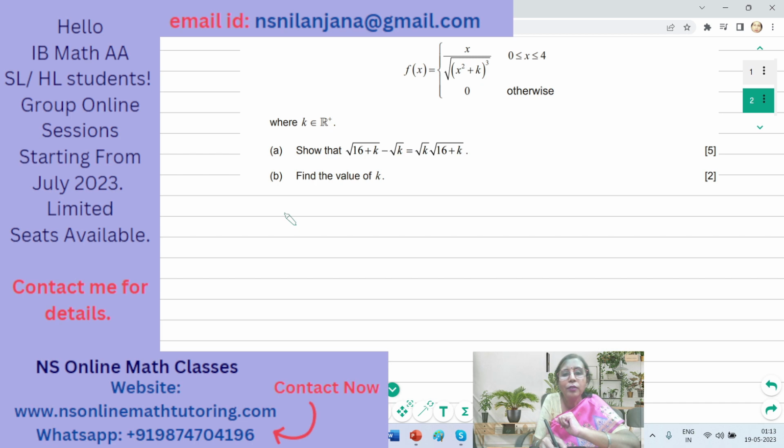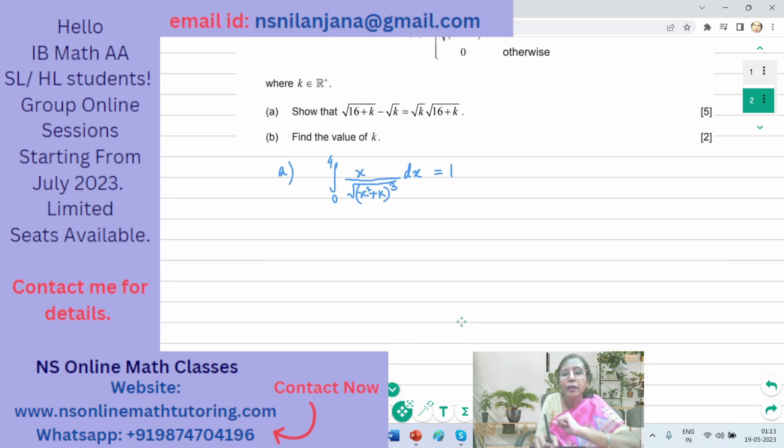So therefore, we start with part A. The limits will be from 0 to 4, x over square root of x squared plus k, whole raised to the power of 3, dx. This should be equal to 1.